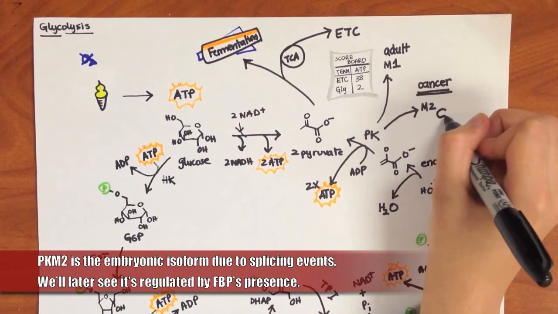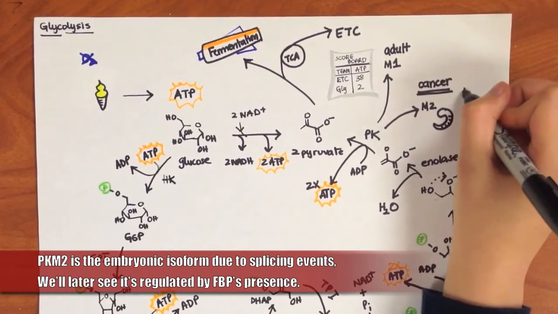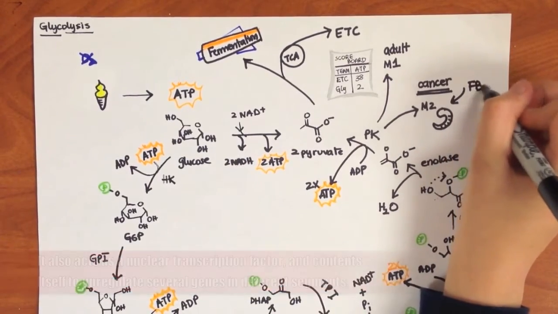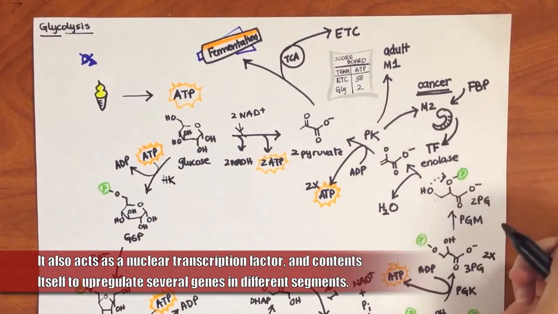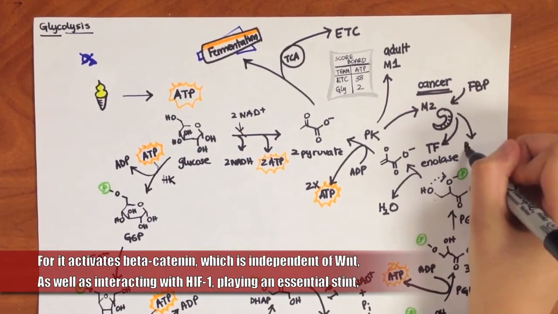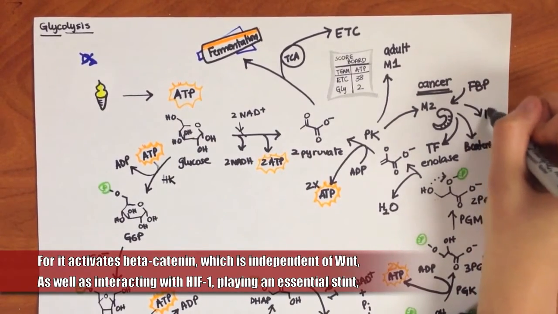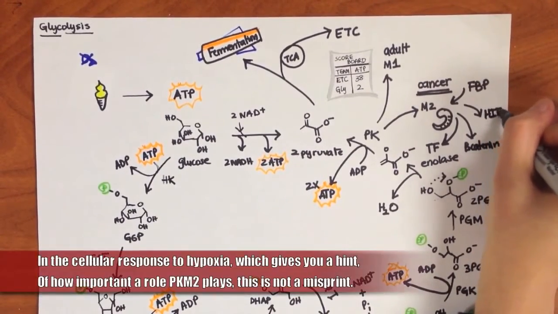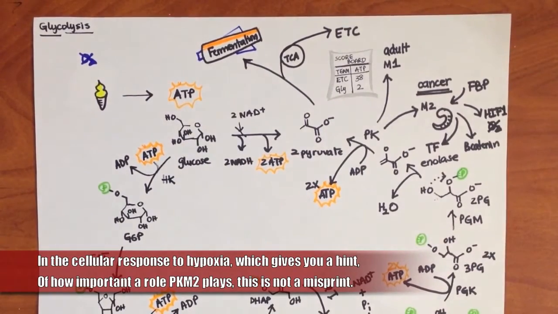PKM2 is the embryonic isoform due to splicing events. Later we'll see it's regulated by FBP's presence. It also acts as a nuclear transcription factor and contends itself to upregulate several genes in different segments. For it activates beta-catenin, which is independent of Wnt, as well as interacting with HIF1, playing an essential stint in the cellular response to hypoxia, which gives you a hint of how important a role PKM2 plays. This is not a misprint.